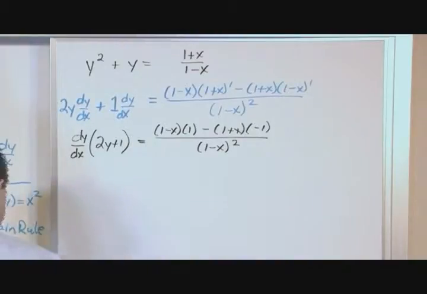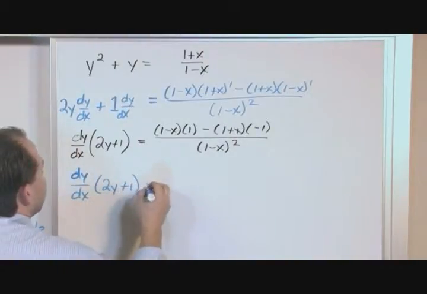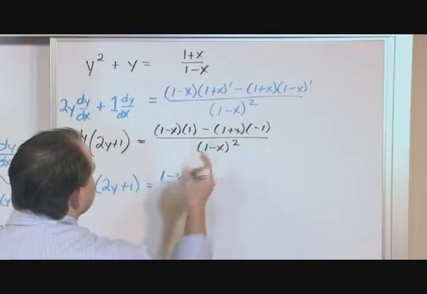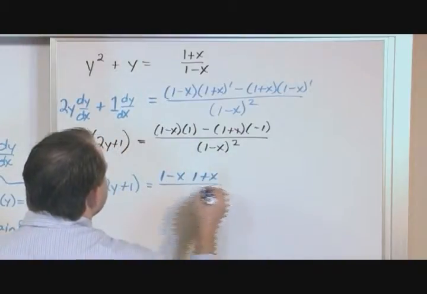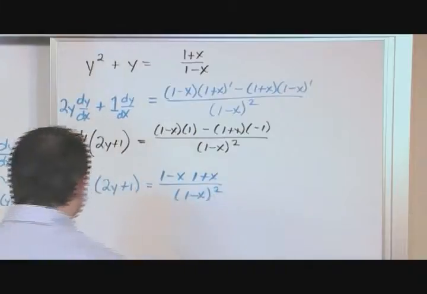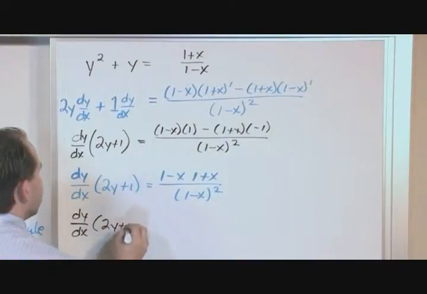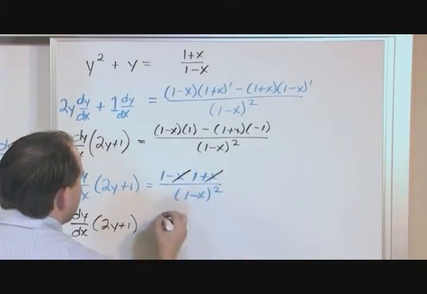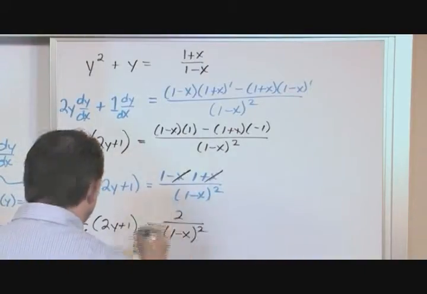So let's go ahead and simplify this just a little bit more. We'll have dy dx, 2y plus 1, and then over here it'll be simply 1 minus x. Here we're going to distribute in negative times negative is positive, so we're going to have 1 plus x sitting on the top, and then we'll have 1 minus x squared. So we just have to simply do some algebra. Just to continue simplifying, what we'll have is dy dx, 2y plus 1. On the top, negative x goes out with x, so what we'll have is 2 over 1 minus x squared.